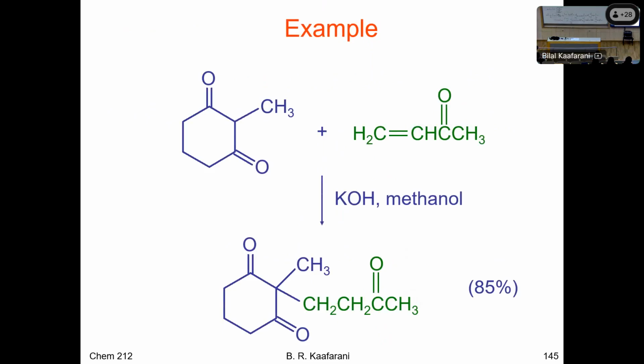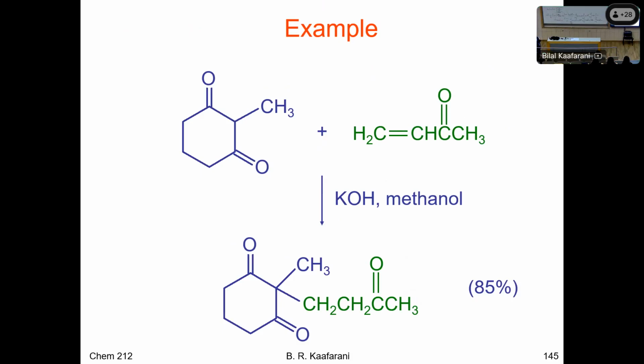Now, here is another example. I have now a beta-diketone, right? This is a beta-diketone. I am reacting it with an alpha-beta unsaturated system in the presence of KOH and methanol. So I generated the enolate and I attacked right here. Now this is going to get much more interesting. Why is that? Okay, so we already know the mechanism how to get here. I just did this mechanism, right?